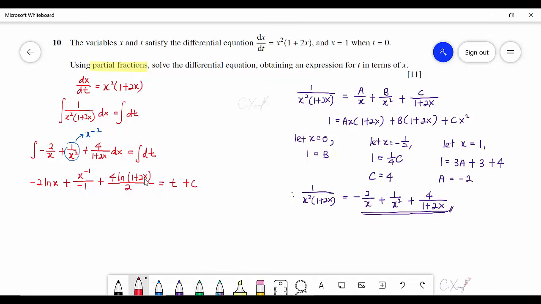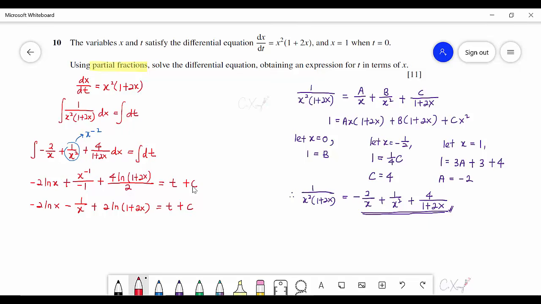Okay, so this is how we do the integration. And now I will try to simplify it. And then we want to find the value for the c, the constant c. Okay, so for me, I will just try to rephrase everything. Right, I'm having 1 over x plus 2, then ln 1 plus 2x, then equals to t plus c.